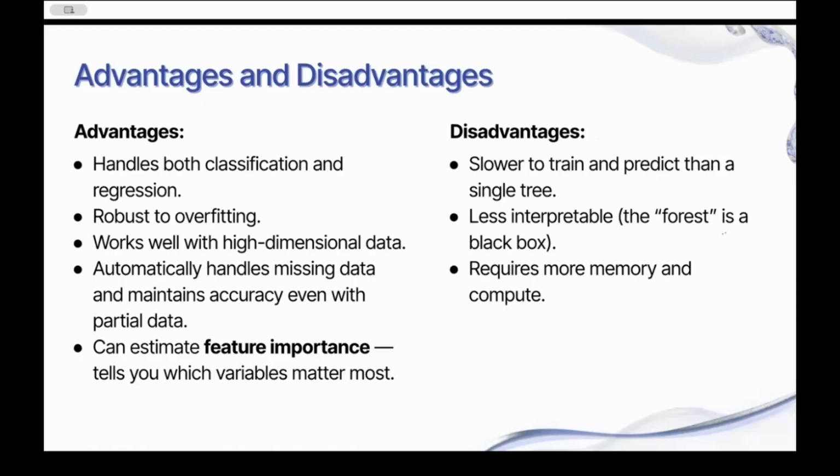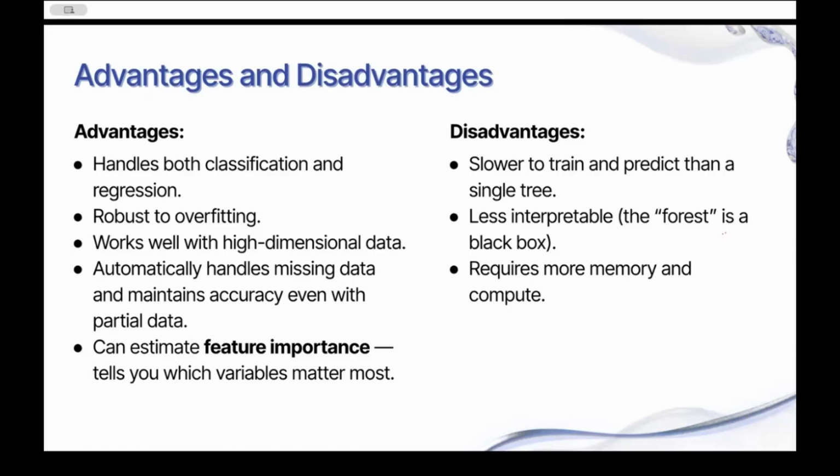Okay, that's good. So there are some advantages and disadvantages that we can very quickly go over. I'm not going to linger on each one of these points, but just to understand the bigger picture, the advantages are that it handles both classification and regression. It's robust to overfitting, right? This was the main goal from the beginning. It works well with high dimensional data. It automatically handles missing data and maintains accuracy even with partial data, right? And this is thanks to that bootstrapping part, choosing with replacement. It can estimate feature importance, tells you which variables matter most, right? Because you're taking into account a lot of trees.